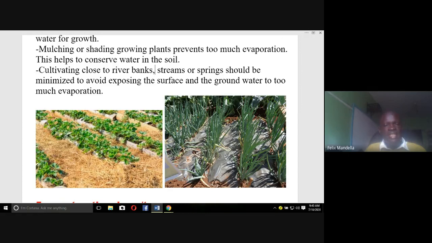Remember also mulching has its disadvantages. One of the disadvantages of mulching is that the materials used for mulching may be hiding places for crop pests. Some pests may hide in the materials and destroy crops. Two, some of them can encourage weeds. As far as we are saying they can reduce or control weeds, some can encourage them.